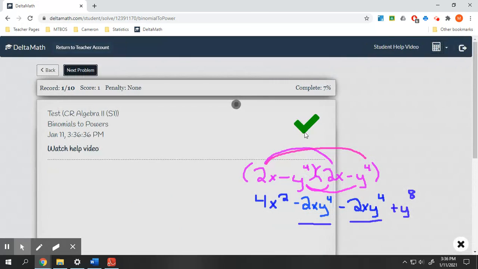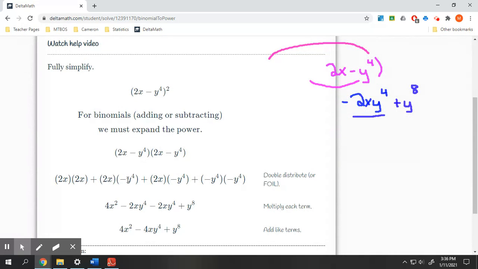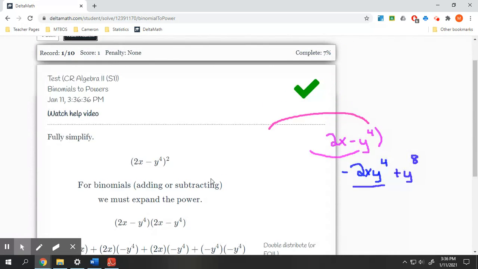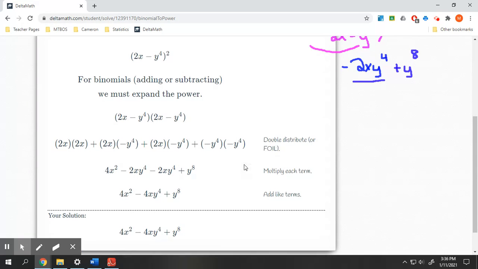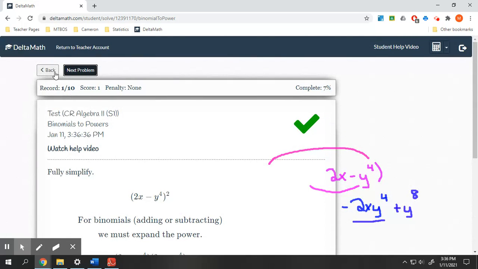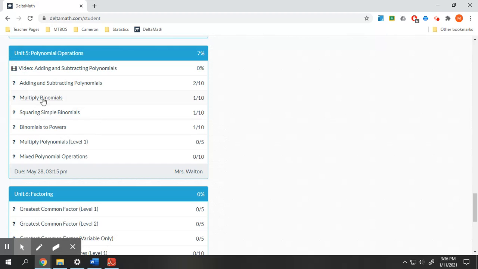All right, so be careful on these. Make sure that you guys are showing all your work, just like they did right here. Ooh, they use FOIL. Yikes. But you should be prepared. You have multiplying binomials, squaring binomials, and then finally you have some binomials with powers.